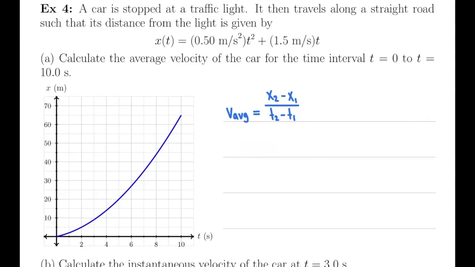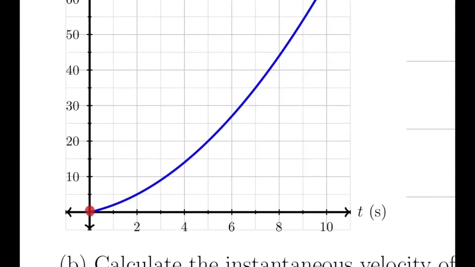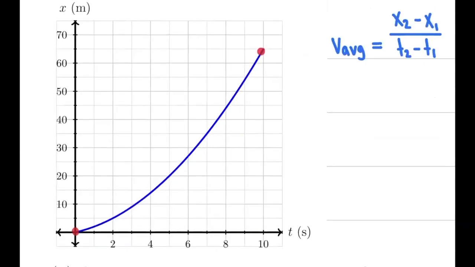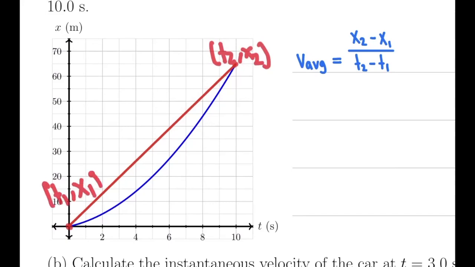Basically, it's a line going from t1, x1 right here to t2, x2. So it's this line. That's the secant line. And the slope of that line is just x2 minus x1 divided by t2 minus t1, right? Because this is t2, x2 and this is t1, x1. So if you use the slope formula, you're going to get this for the slope of that red line.